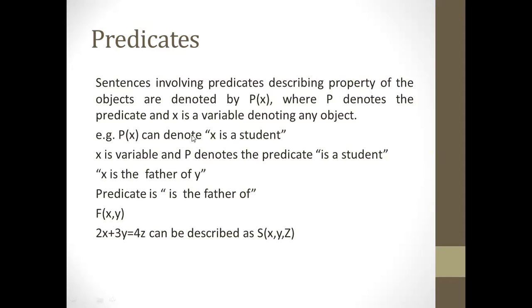So where P denotes a predicate and x denotes the object. So what is this object? P of x can denote x is a student.